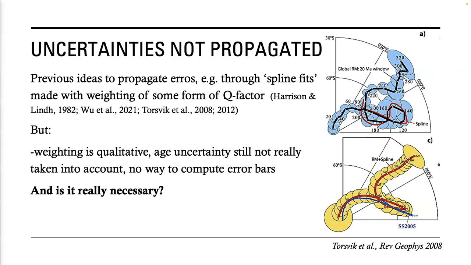Because the intuition was, for instance, I co-authored the apparent polar wander path that is now widely used of Trond Torsvik. And we've been discussing it already 10 years ago, but the intuition was it's not really going to make a difference. So it's a lot of work, and why would we do it?